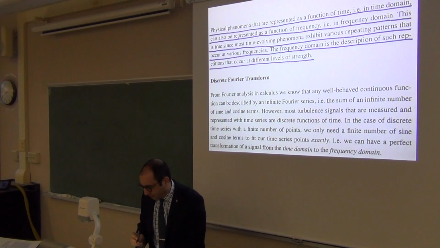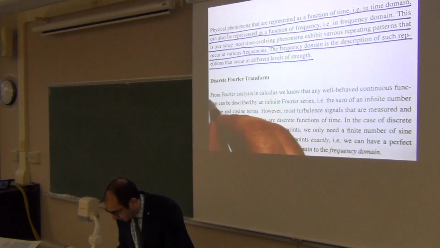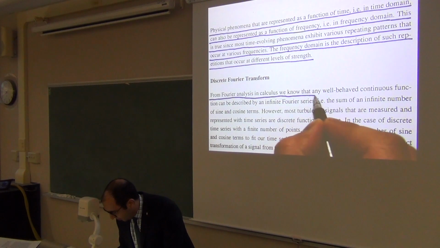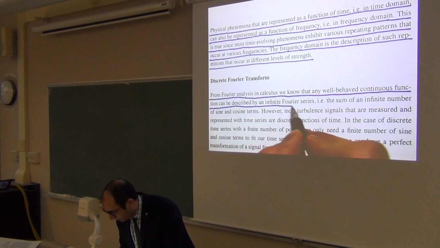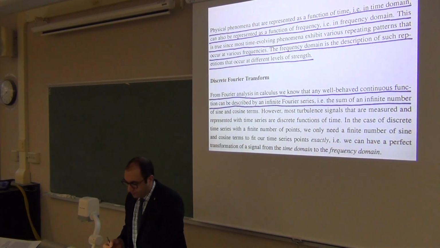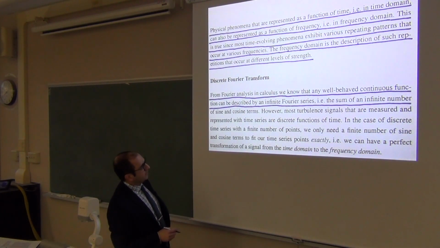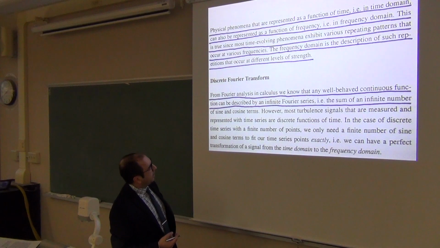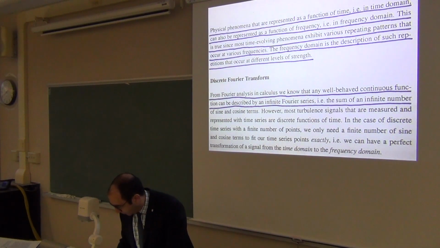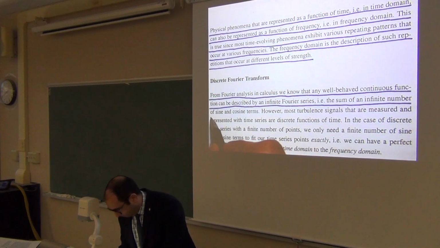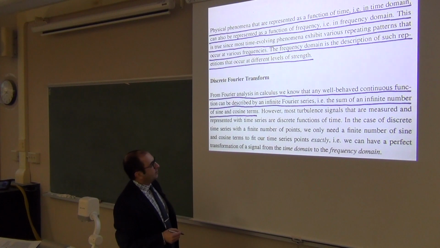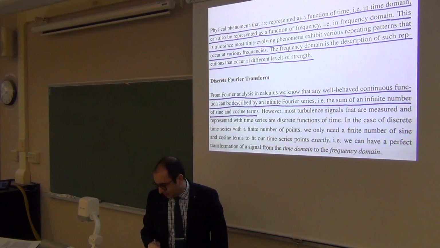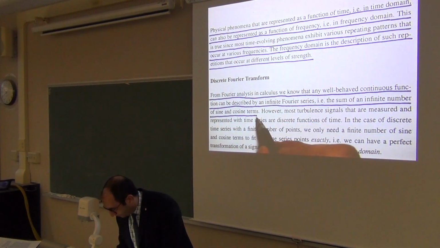From Fourier analysis in calculus, we know that any well-behaved continuous function can be described by an infinite Fourier series. In other words, you can describe any well-behaved function in calculus, differentiable, continuous, by an infinite sum of sine and cosine terms. Sometimes even the continuity is not a requirement, but it's really very general.